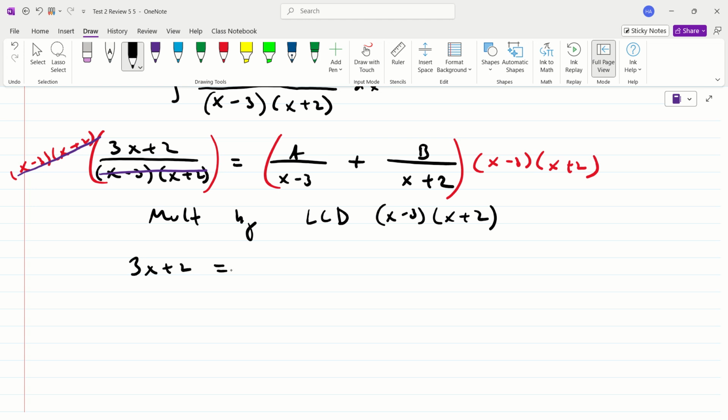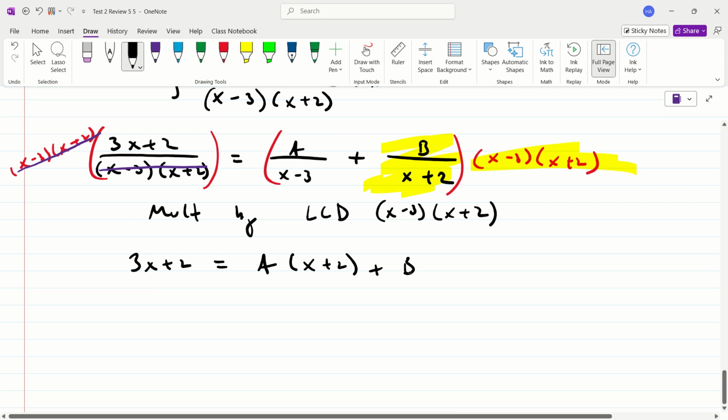For the right-hand side, be careful. You're going to do a product at a time. So when you multiply these two guys together, the x minus 3's cancel out, leaving behind A times (x plus 2). And then when you multiply these two guys together, you see that the x plus 2's cancel out, leaving behind B times (x minus 3).